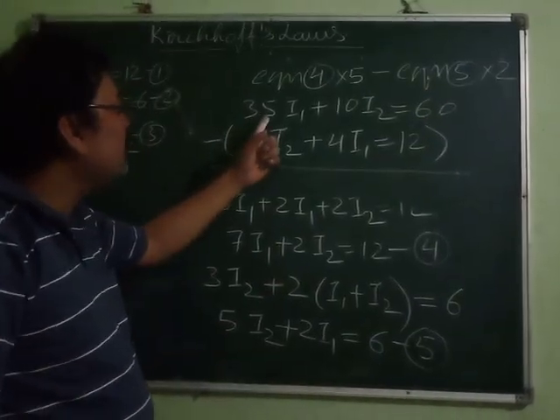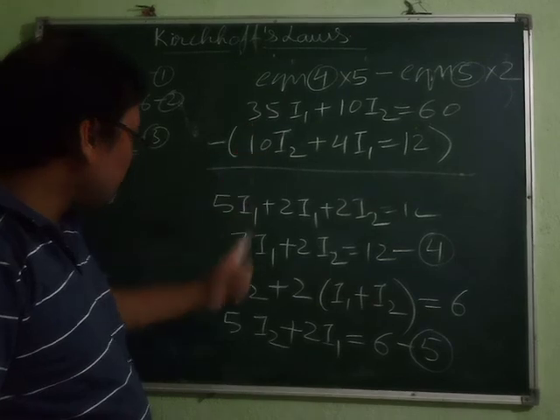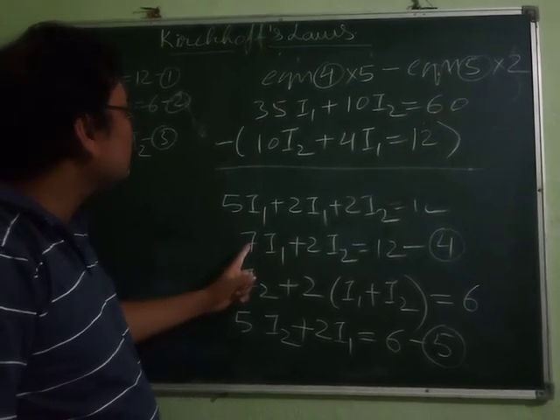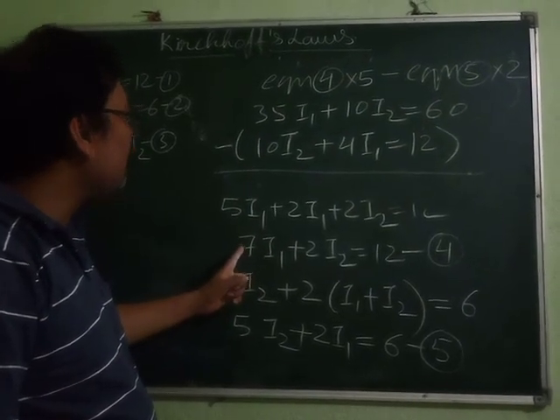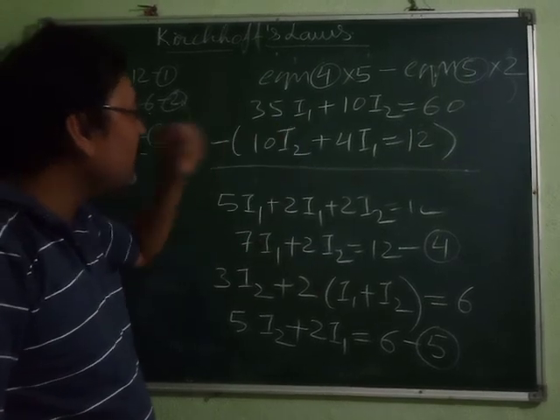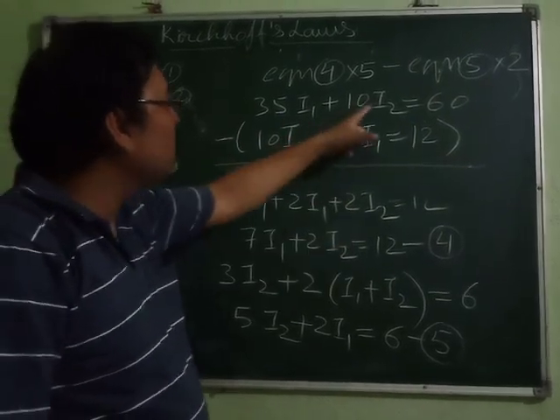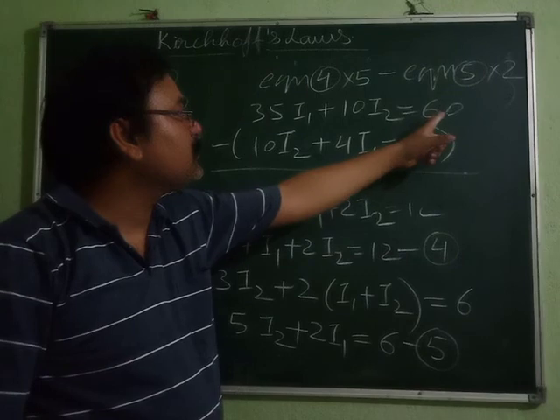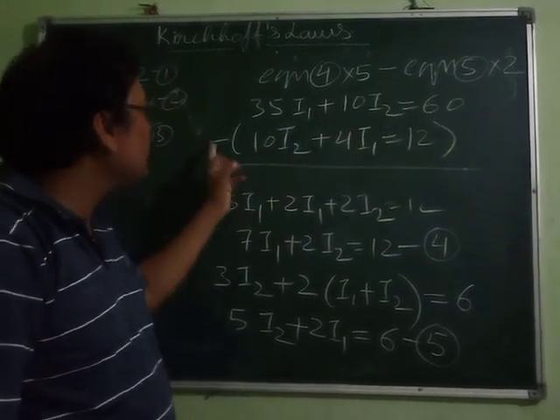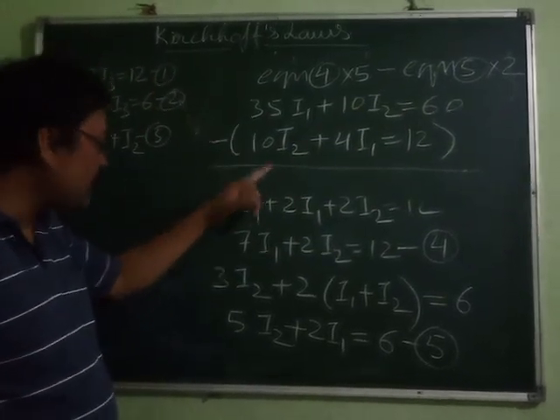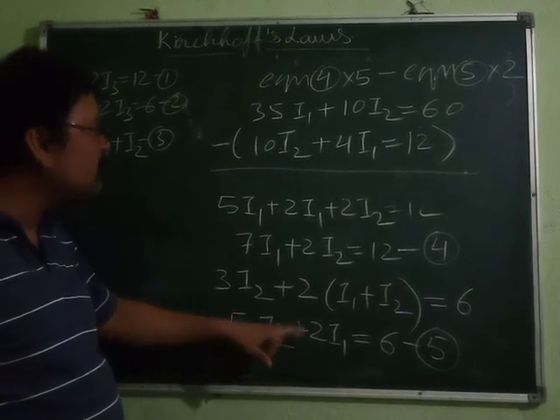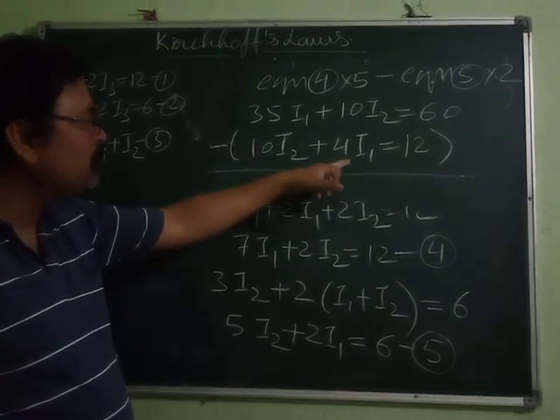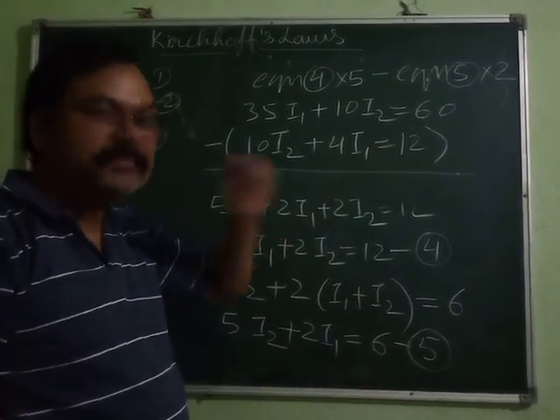See, we have multiplied equation 4 by 5: 5 times 7 is 35 I1, 5 times 2 is 10 I2, equal to 12 times 5 is 60. Then the minus sign as it is, then we multiply equation 5 by 2: 2 times 5 is 10 I2 plus 2 times 2 is 4 I1 equal to 6 times 2 is 12.